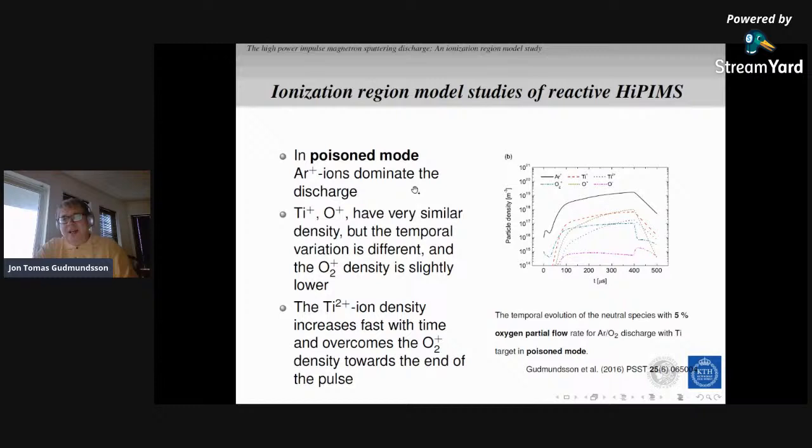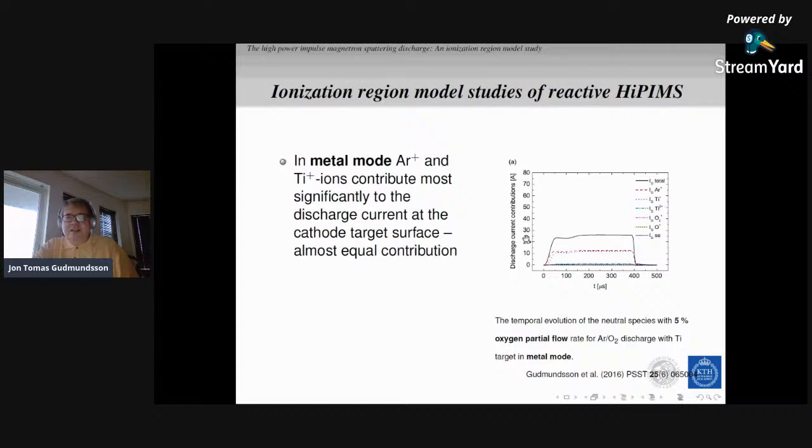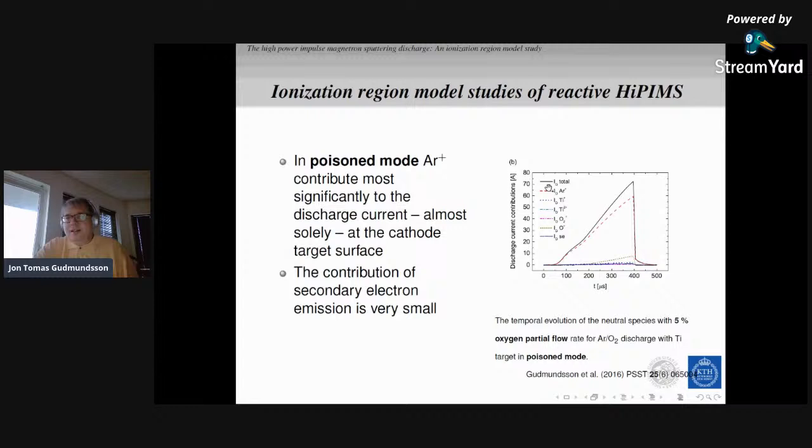And we see this here in the contribution to the discharge current. Argon plus and titanium plus in metal mode contribute almost entirely to the discharge current in almost equal contribution, while in the poisoned mode, almost all the current is carried by argon ions. In both cases, the contribution of secondary electrons is very small. This is also a very important result. It means that the HiPIMS discharge is not maintained by secondary electron emission from the target, which was believed to be the case, but we have shown that that is not the case.